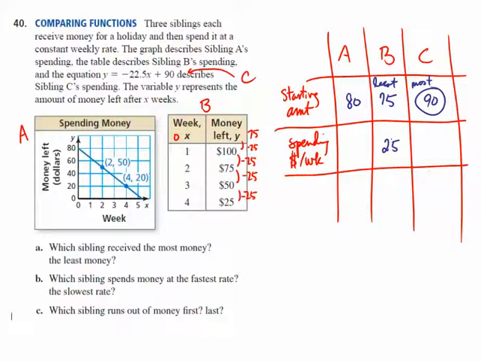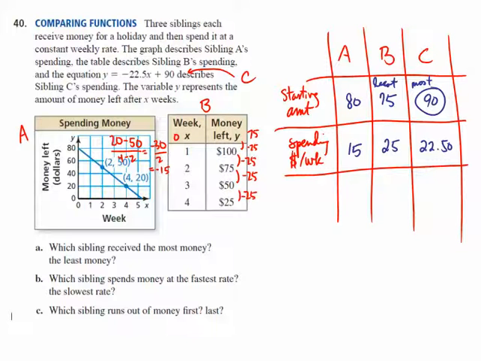For sibling C, they are spending $22.50 per week. And for sibling A, we're going to actually have to calculate that, and that would be y2, which is 20, minus y1, which is 50, over 4 minus 2, and we're going to get negative 30 over 2, or negative 15, which means their money is going down by $15 a week, or they are spending $15 a week.